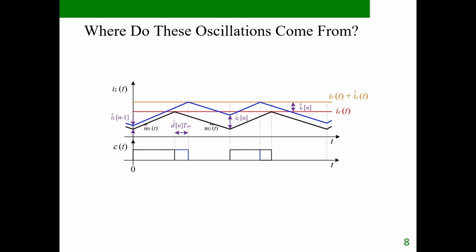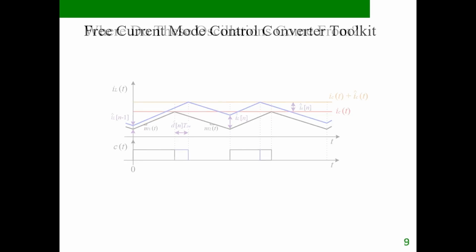To answer these questions, we must look inside the peak current mode modulator itself. More specifically, we need to examine what happens when a small perturbation is introduced into the inductor current waveform and how that perturbation propagates from one switching cycle to the next. This turns out to be the key to understanding the origin of subharmonic oscillations in peak current mode control. In the upcoming videos, we will investigate this mechanism in detail and show how it ultimately leads to the oscillatory behavior observed in this lesson.